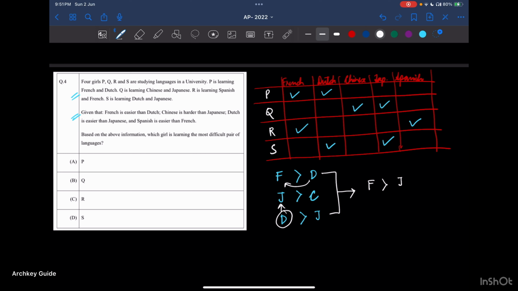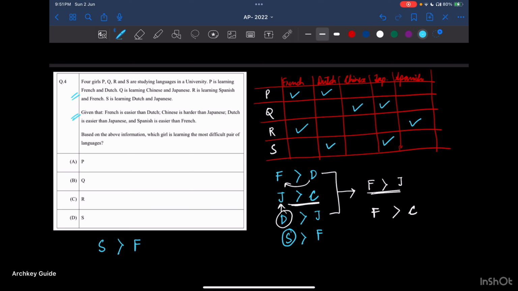Right? And also from this and this, I can say that French is also easier than Chinese, right? Okay, next. The question says also that Spanish is easier than French. So I know that the easiest is Spanish. Okay, so I'll just make one meter here, that Spanish was the easiest.